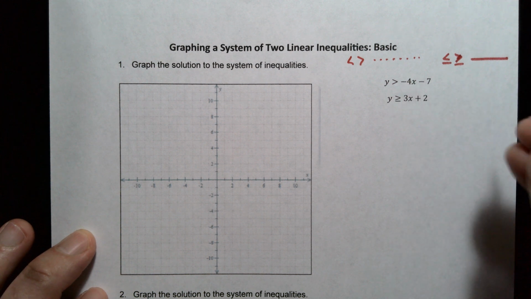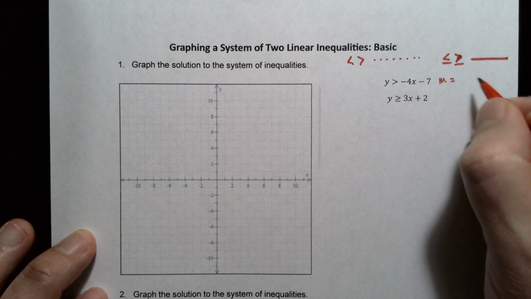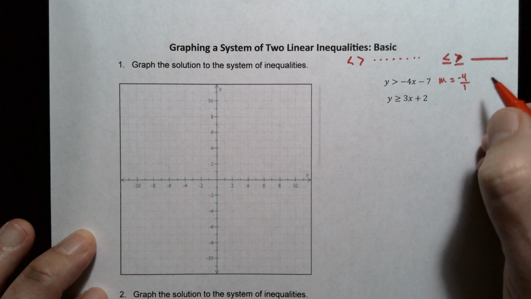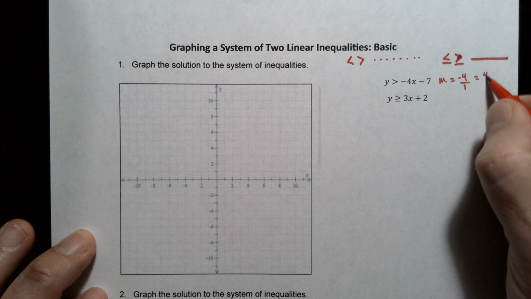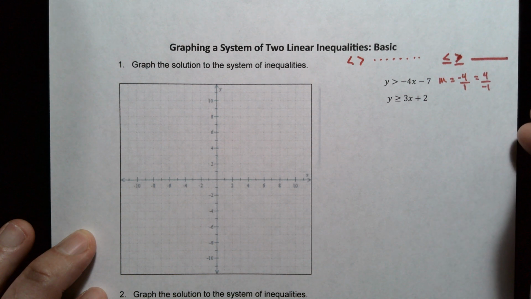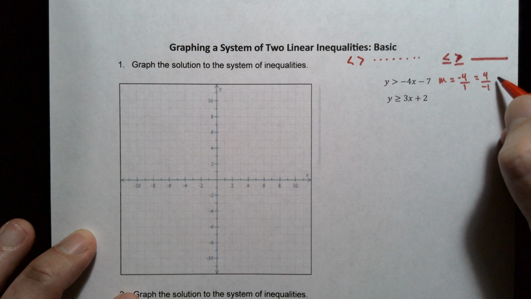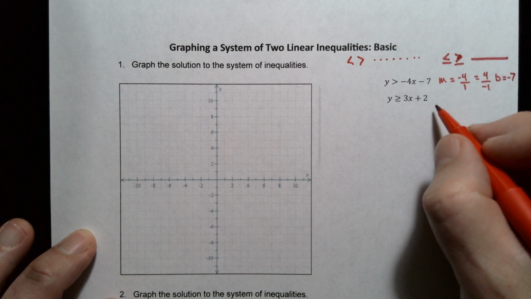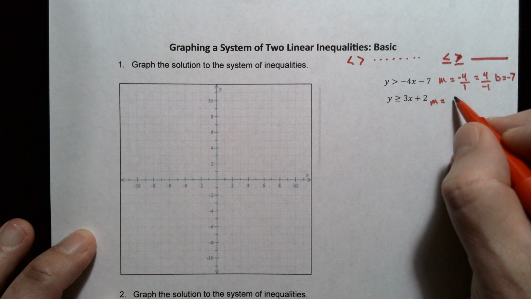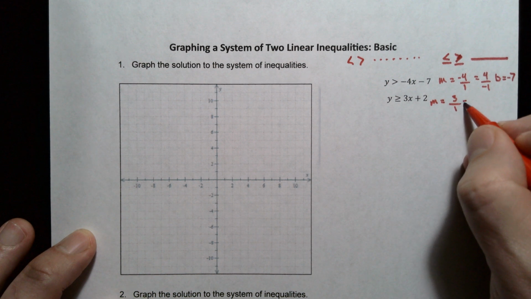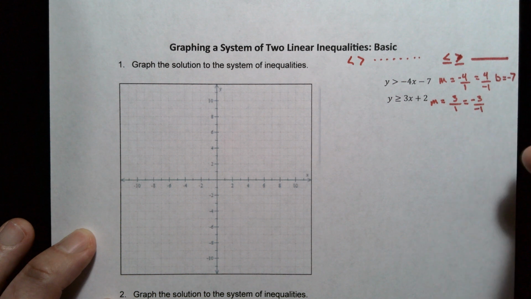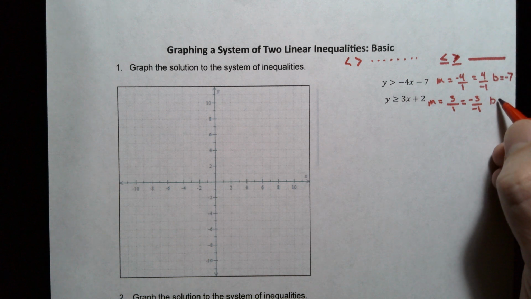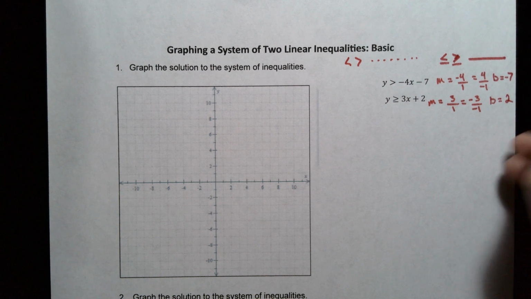So we'll graph the first one. We know we have a slope, I'll call it m, is equal to -4 over 1. That's also the same thing as 4 over -1. And my y-intercept, which I'll call b, is equal to -7. For the second one, our m is equal to 3, so I'll put a 1 under it, and I could also call that -3 over -1 if I need to use the slope in that way. The b, which is my y-intercept, is going to be positive 2.